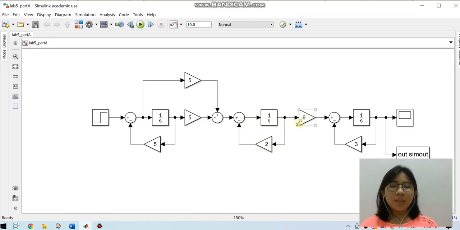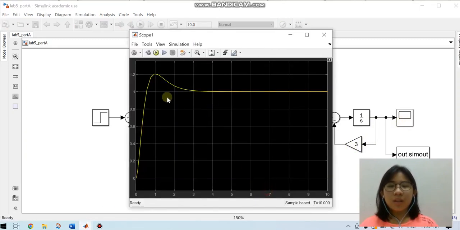Then the system is added with a gain of 6 and combined with the next system with integrator 1 over s, and the feedback is a gain of 3. The system response is shown in the scope. This is a graph of the system after the system is simplified.